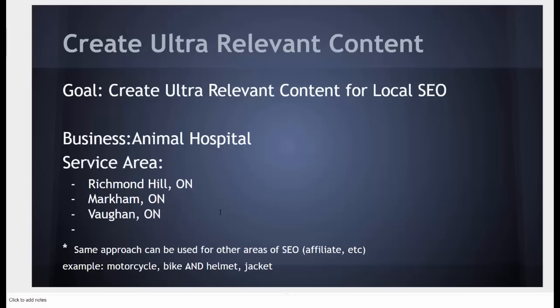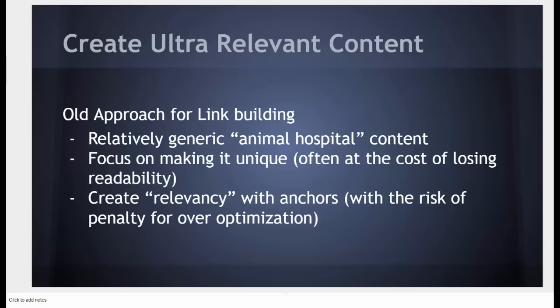So those are extremely typical scenarios for local SEO, but it's worth mentioning that the same approach can be used with slight modification for other kinds of SEO. Let's say affiliate SEO. An example is the intersection of topics like motorcycle and bike, and the second list will be helmet, jacket, and so on.